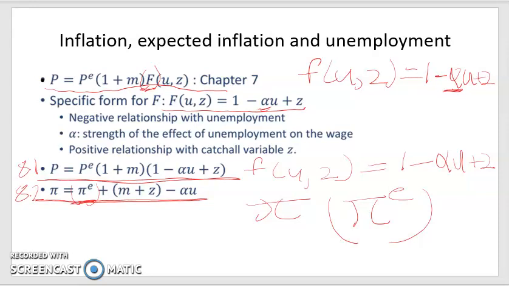Okay, and again, given expected inflation, an increase in the unemployment rate leads to a decrease in inflation, as shown by the negative sign here. So from the AS relation, given expected price, an increase in unemployment rates leads to lower wages, which leads to lower price level.